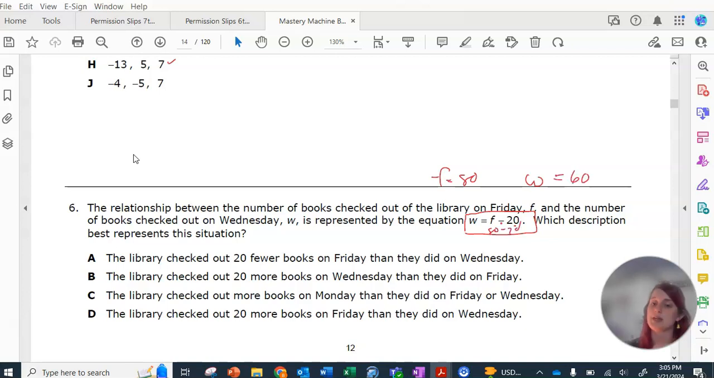So that helps me. I'm not actually looking for an answer that has an 80 or a 60, but it helps me understand right now, Friday number, they checked out more books. More people checked out books on Friday than on Wednesday. So then when I go back here and I say the library checked out 20 fewer books on Friday, I already know that's not true, and I don't need to worry about the subtracting 20. I know that they checked out more books on Friday. So I use that logic to help me reason through and pick my final answer.